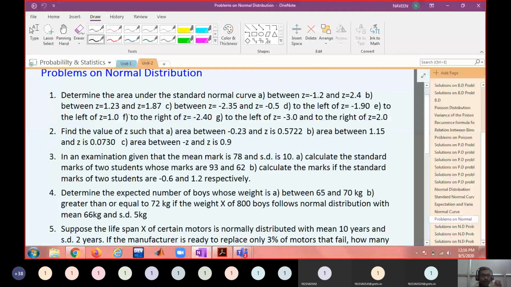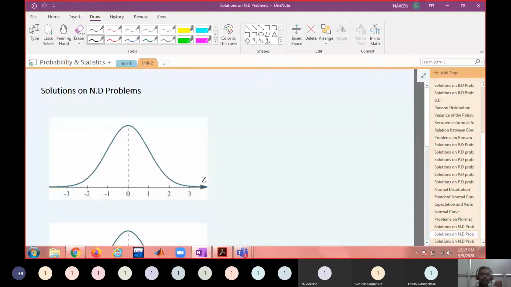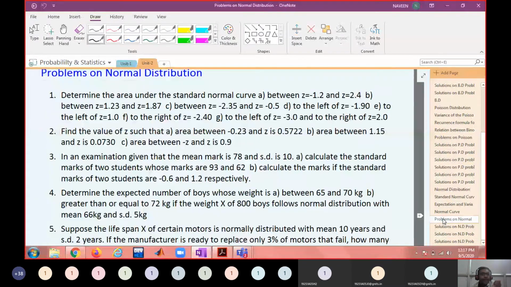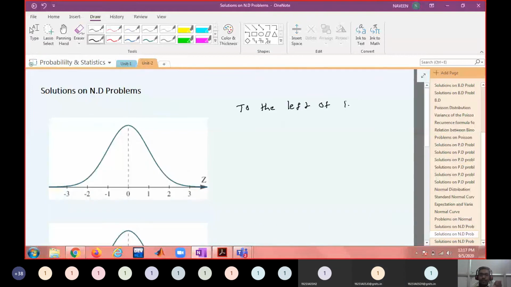To the left of 1.0. To the left of 1.0. How do you do this? Z less than 1.00. So how do we write this? Probability that... left means less than. Right means greater than. To the left of 1.00.